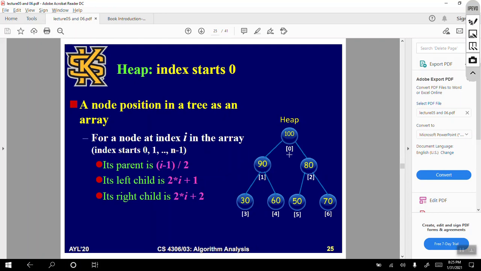So for instance, index starts with 0, so if I equals 0, then... and if the index I equals 1, the parent index is I minus 1 by 2, and actually we need to take the ceiling, or floor, over here. And the left child will be 2I plus 1.